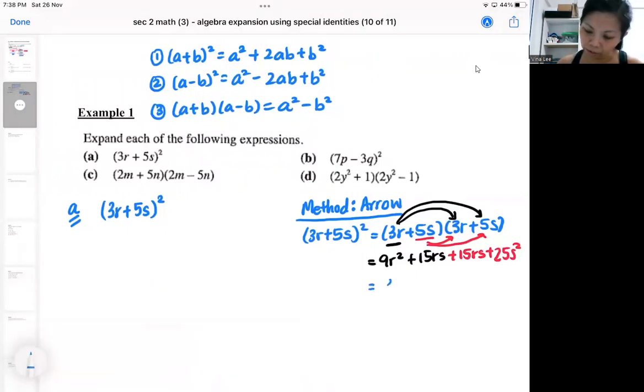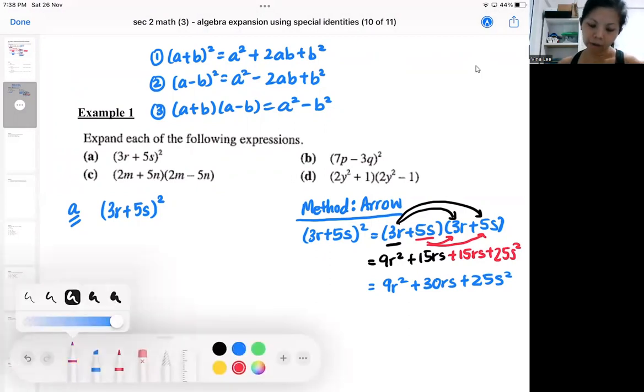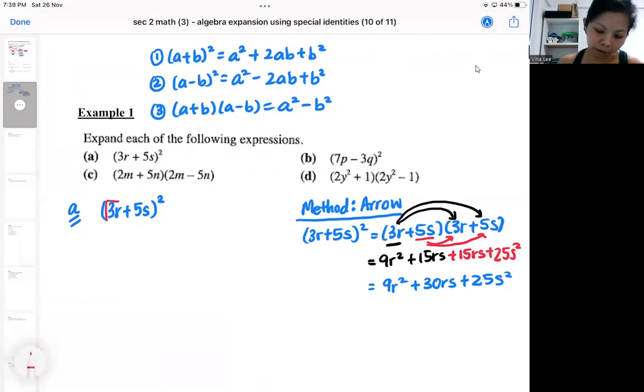So eventually you get 9r squared plus 30rs plus 25s squared. So if I do the arrow method, I will have gotten this answer. But I can also use the formula. So this is the formula, and I'm using formula number 1.